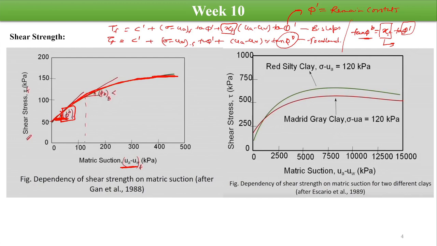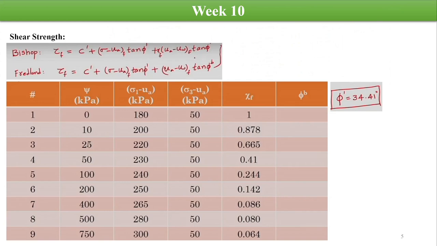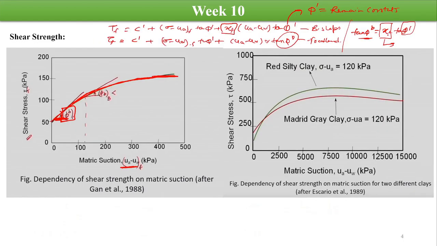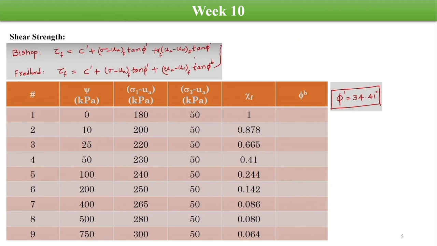So we will study this phenomena. We'll solve an example based on this. Just like the previous example, we will be solving one more example, but here we'll also be calculating the value of phi b.